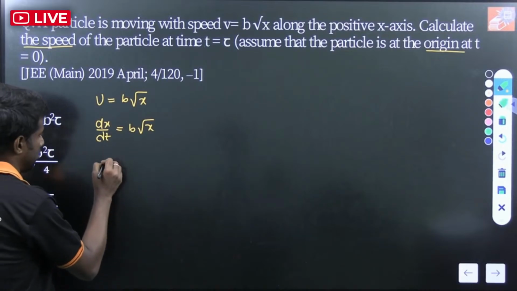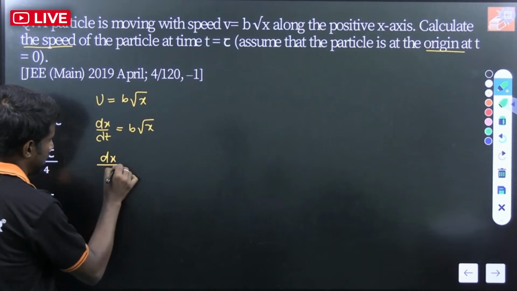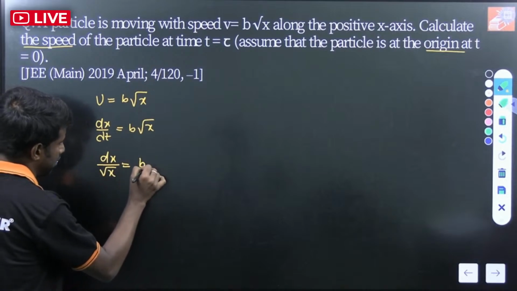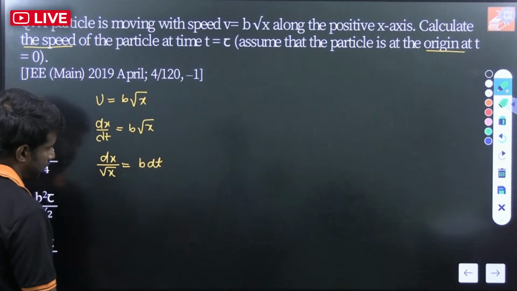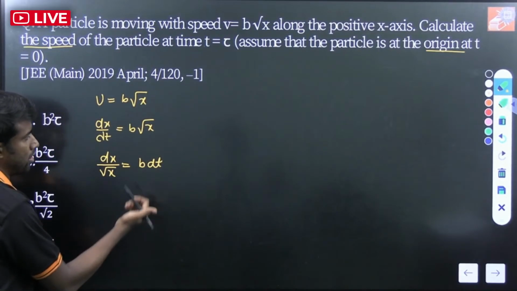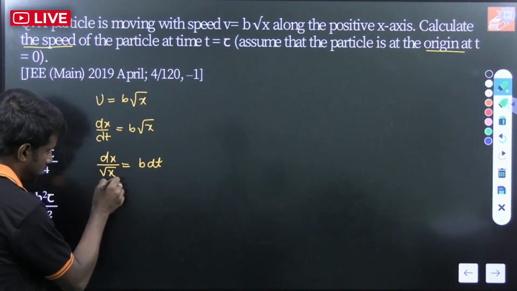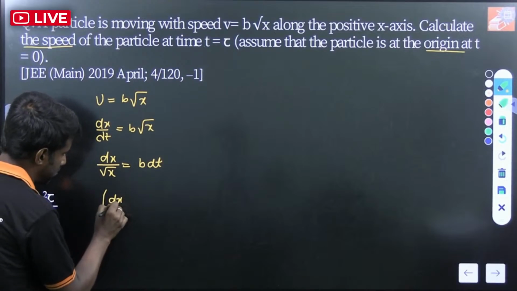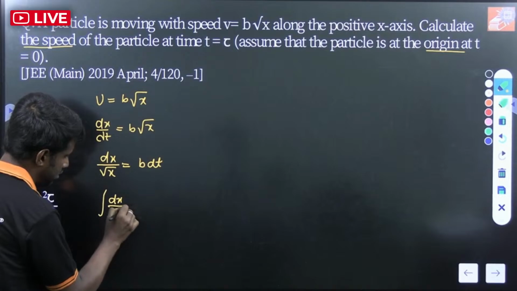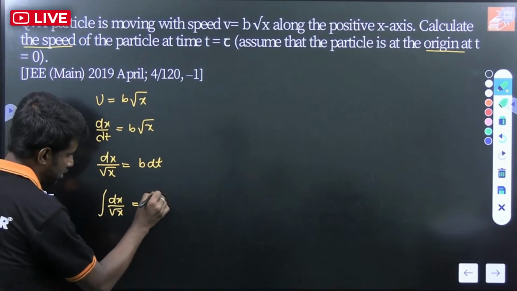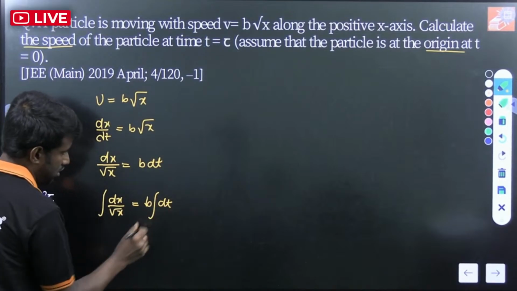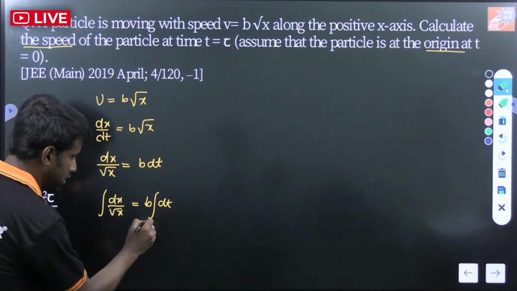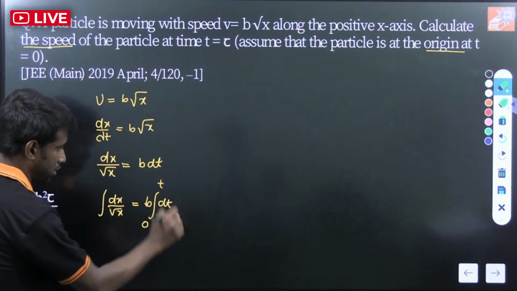So now take this x part on one side: dx by root x should be equal to b dt. So now we have to take that limit. To get that x value, integration of dx by root x equals b, a constant, times dt. So b is a constant, therefore we take it outside. Time equal to 0 is where we started, and we went up to time t.